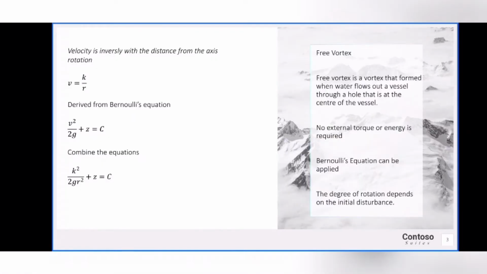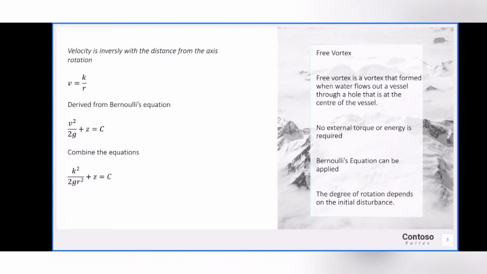Free vortex. A free vortex is a vortex that forms when water flows out of a vessel through a hole that is at the center of the vessel. There is no external torque and no energy required for a free vortex. The Bernoulli equation can be applied, and the degree of rotation depends on the initial disturbance. Velocity is inversely proportional to the distance from the axis of rotation.